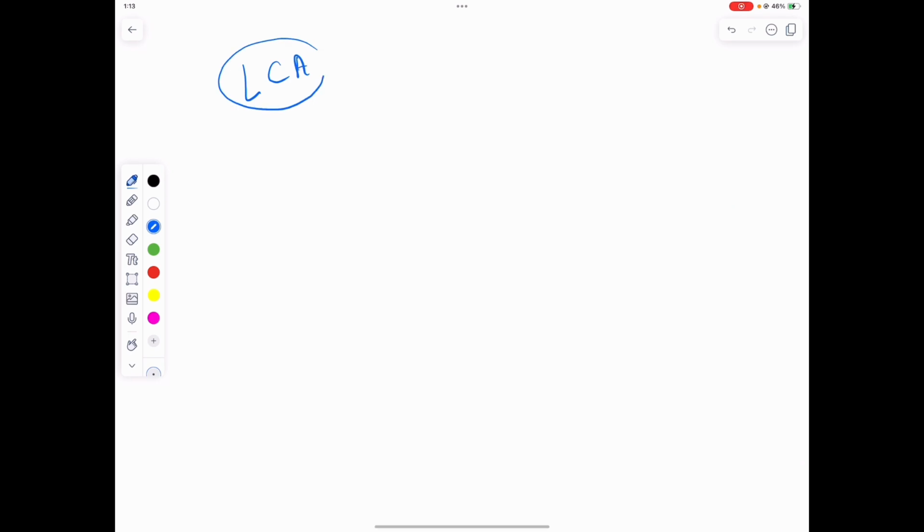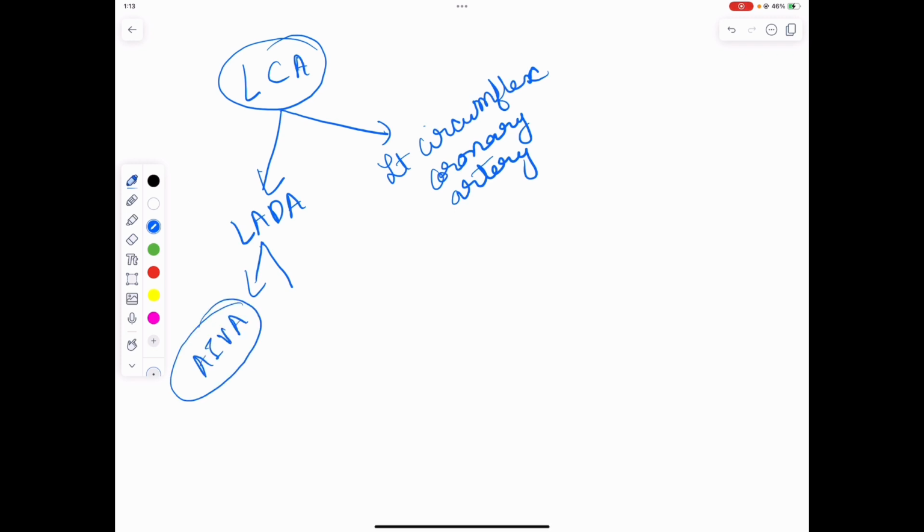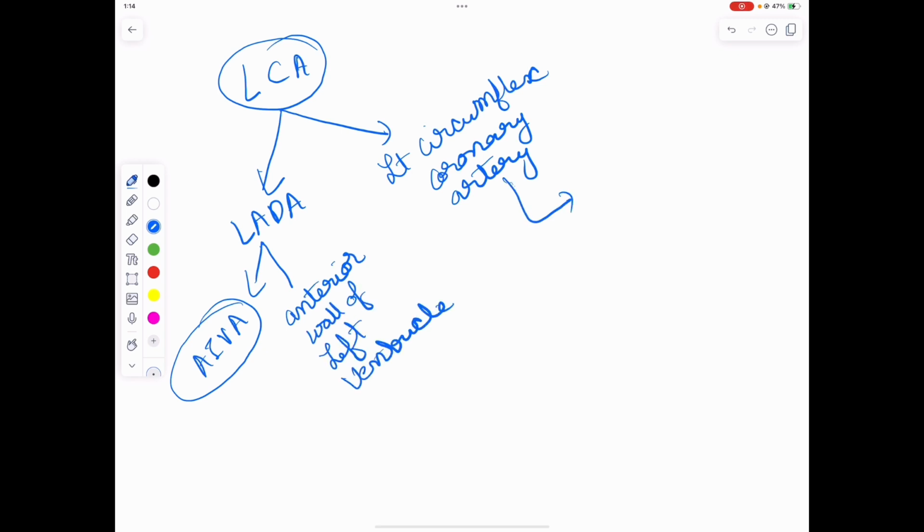Now we move towards the left coronary artery. The left coronary artery divides majorly into two branches, that is the anterior descending and the left circumflex coronary artery. And here it is LAD. Now LAD provides the anterior interventricular septum arterial supply, as well as the anterior wall of the left ventricle. Now the left circumflex provides the obtuse left marginal artery.